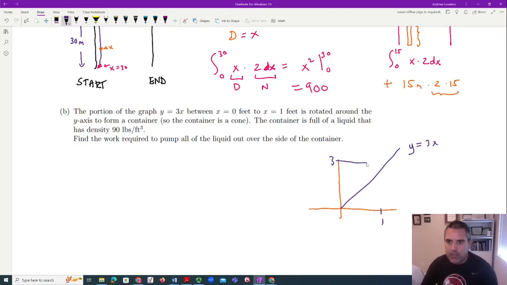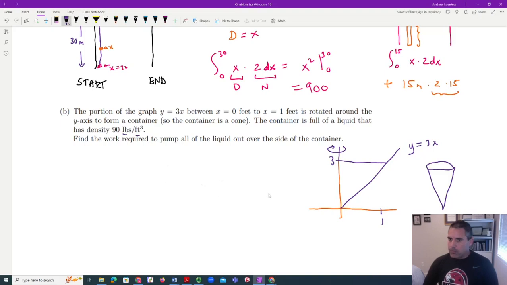But it says you have this container. We're rotating around the y-axis. And so it's a cone, if you can picture that. That would have been a better drawing. Anyways, the container is full of a liquid that has a certain density. Find the work required to pump all the liquid out of the side. Now, since it's in pounds and feet, I don't have to multiply by 9.8. It already includes a force.